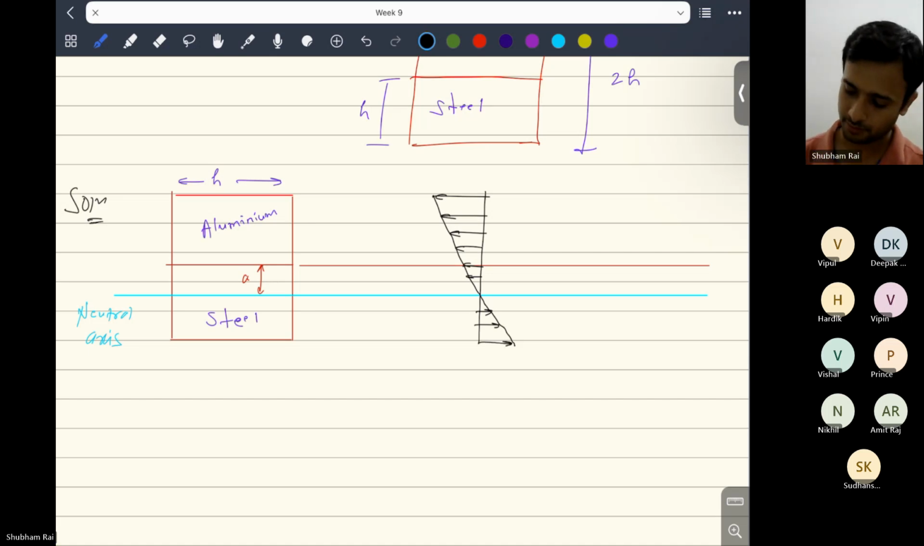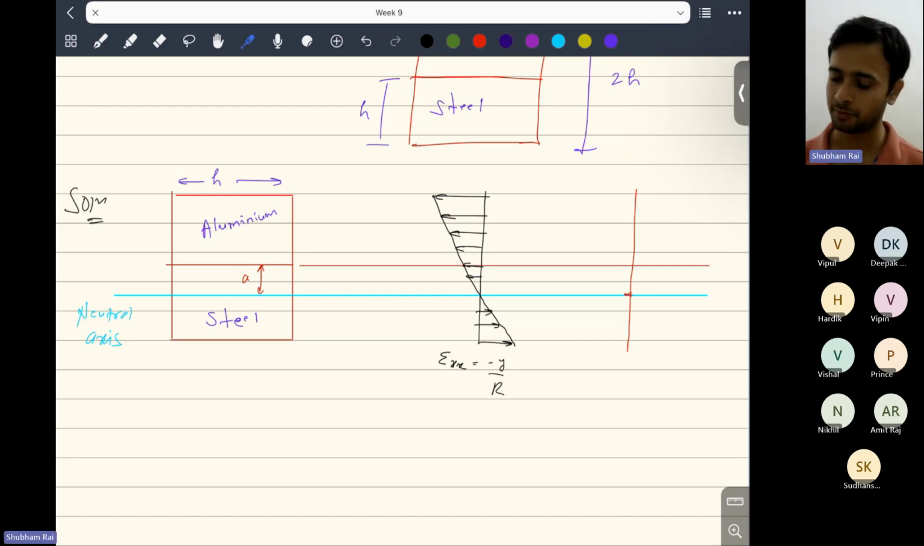So this is the plot of epsilon xx and it is minus Y by R. Okay. And then let's plot sigma xx. We use a different color. Since this is a uniaxial case, sigma xx will be zero here, and it will start from some positive quantity. So sigma xx will be E into epsilon xx. Since epsilon xx is positive here, sigma xx will also be positive.